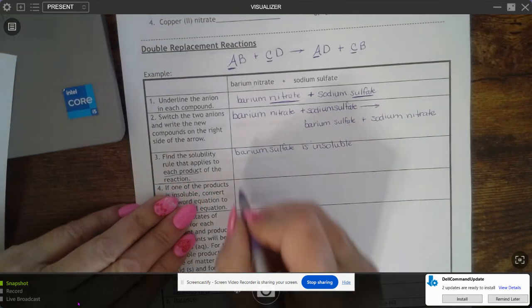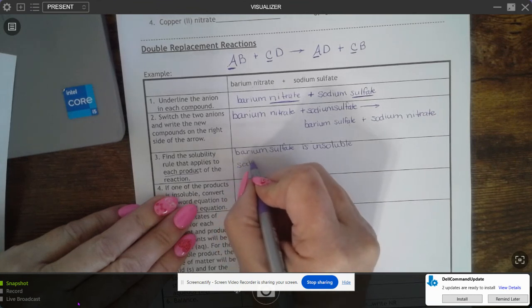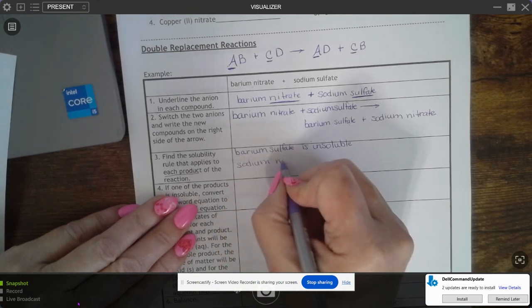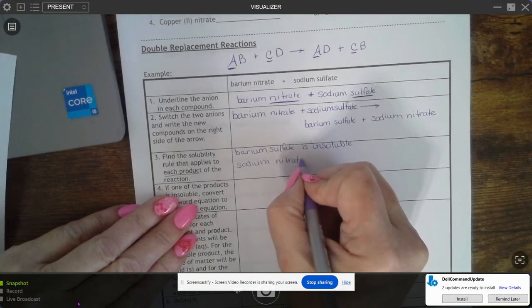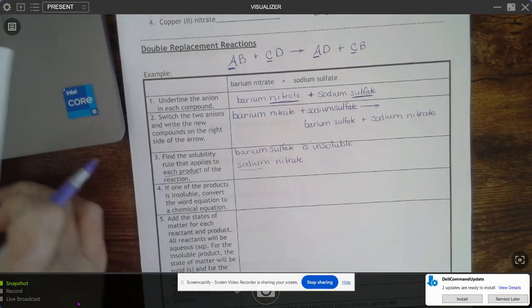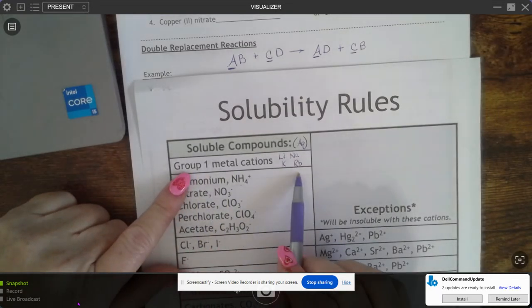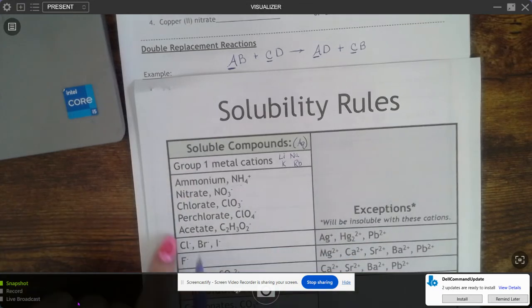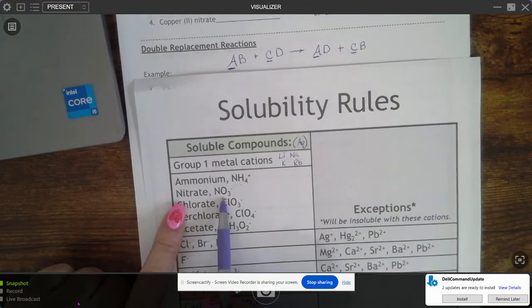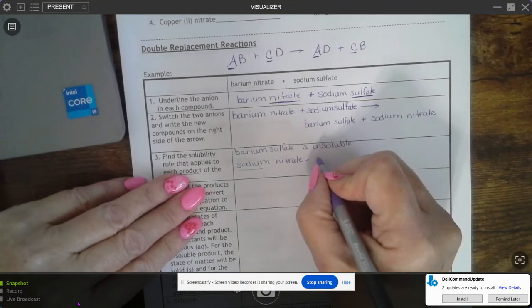Okay. And then our second product is sodium nitrate. Now, you should get to the point that you look at some of these and you see, oh, look, sodium, that's a group 1 metal. So remember, any group 1 metals are always soluble. And if that wasn't enough, nitrates are always soluble. Which means sodium nitrate is going to be soluble.